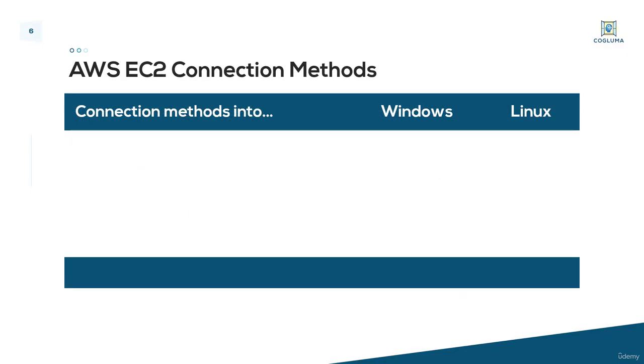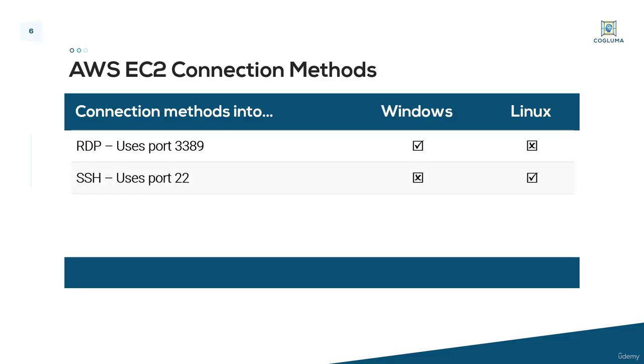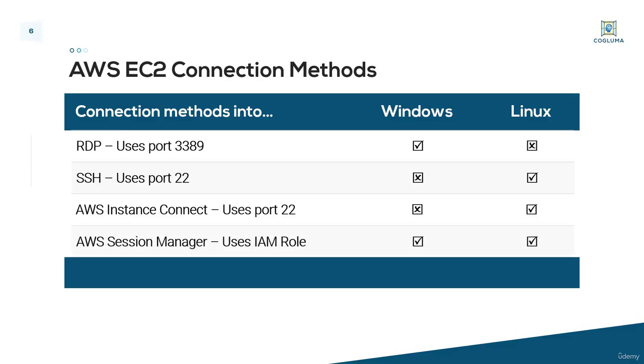Okay, so we're going to take a look at some of the AWS EC2 connection methods. How can we actually connect into and access some of our EC2 instances? We have RDP, which uses port 3389. That's going to be for Windows. We have SSH, which uses port 22. That's going to be only for Linux. Then we have Instance Connect, which we'll go through in this class. It works similarly to SSH, but it also uses port 22. And then we have AWS Session Manager. This uses an IAM role, so we do not need to open up a specific port for this. And that can be used on both Windows and Linux.